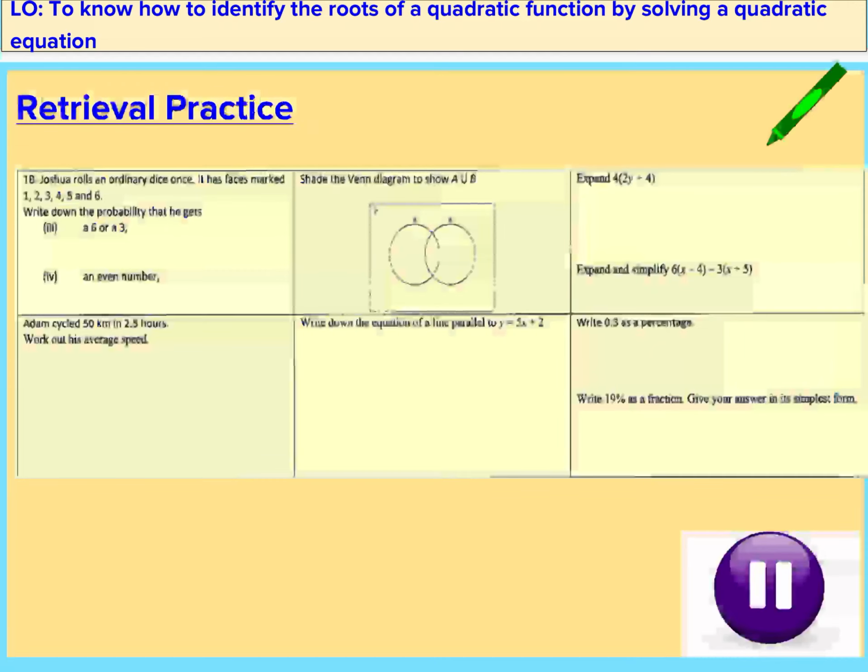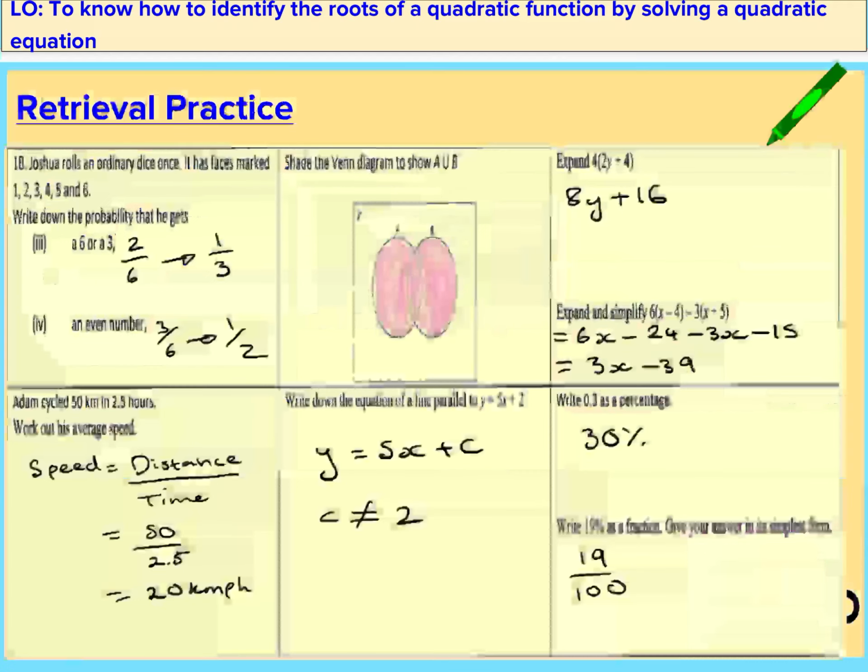Welcome to today's lesson. The learning objective is as follows: to know how to identify the roots of a quadratic function by solving a quadratic equation. The success criteria is as follows: 1. Able to rearrange quadratic equations. 2. Able to find factors of a number. And finally 3. Able to factorize quadratic equations.